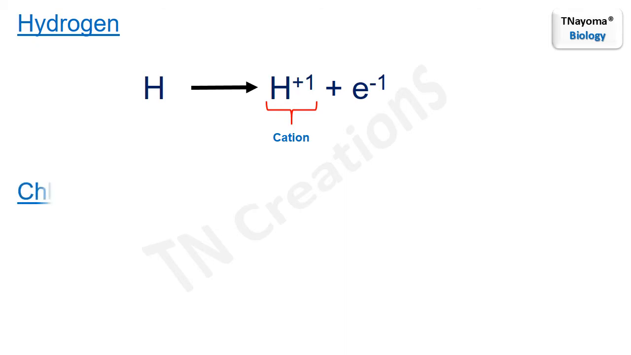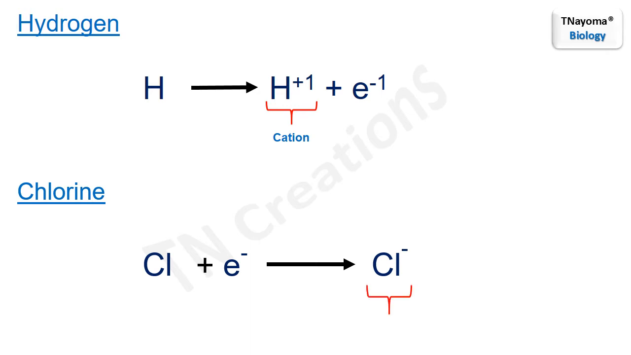If we take chlorine, chlorine has 7 valence electrons, and if we add 1 electron to it, it becomes the stable state, that means 8 electrons. Because of adding an electron, it becomes negatively charged. Now it has a special name, it is known as an anion. The negatively charged ion is known as the anion. So the positively charged ion is known as a cation and the negatively charged ion is known as an anion.